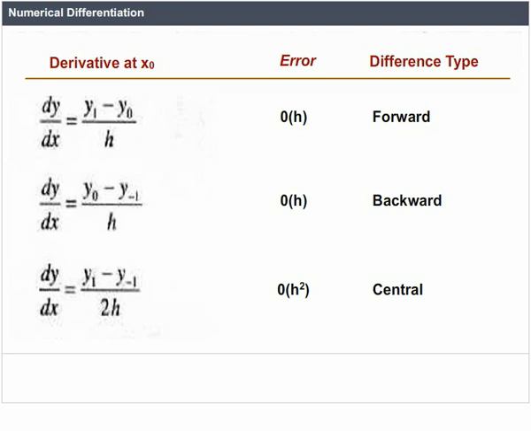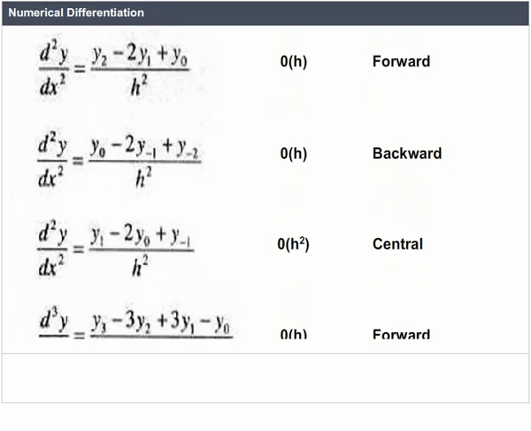Dy by dx equals y1 minus y minus 1 divided by 2h, error is order of h square, difference type is central. D square y by dx square equals y2 minus 2y1 plus y0 by h square, error is order of h, difference type is forward.